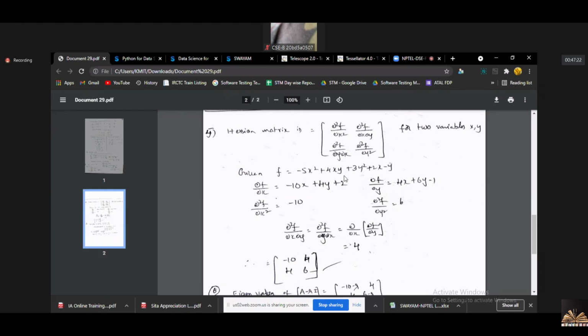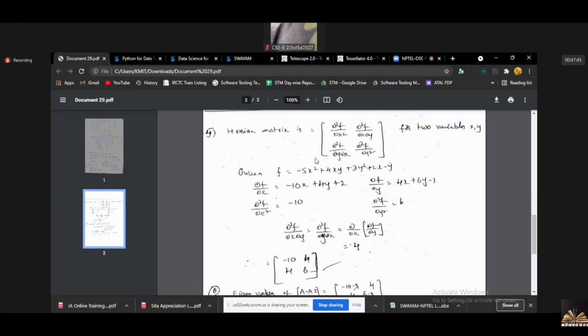Now from this first derivative equation, we need to find the second derivative with respect to x. Then we will get minus 10, and all the rest is not considered, 0. Now come to this. So this is the first derivative with respect to y.